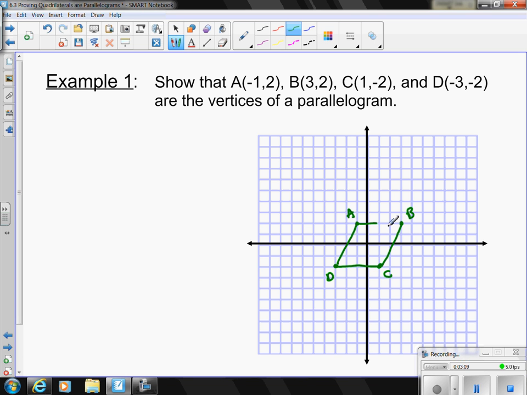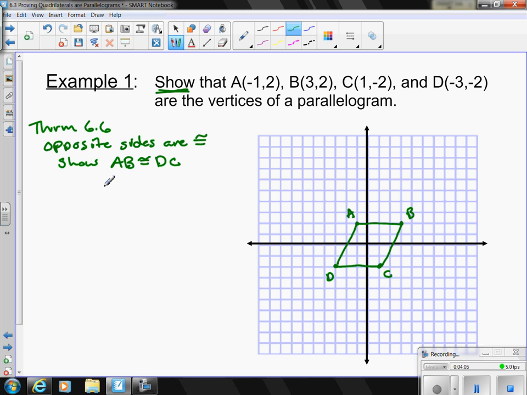I'm going to draw in the sides. It looks like a parallelogram, but that's not showing it. In order to show it, we're going to use some of those theorems. We can use the distance formula to show opposite sides are congruent. Theorem 6.6: if opposite sides are congruent, we want to show AB congruent to DC and AD congruent to BC.